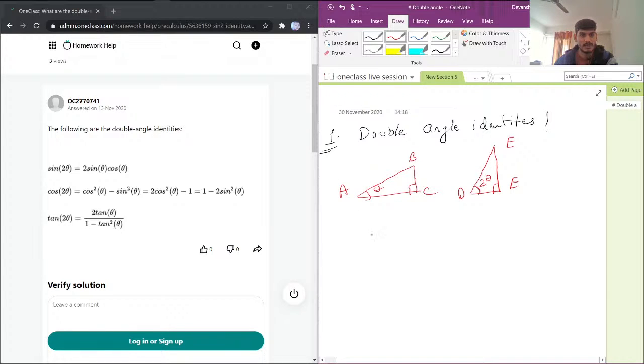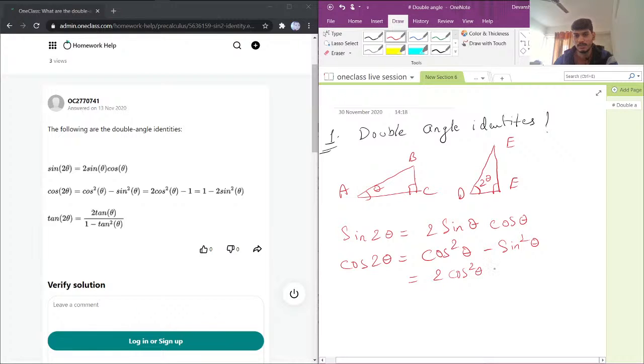Now my double angle identity states that if I have sine of theta, then sine of 2 theta can be calculated as 2 sine theta cosine theta. In a similar fashion, we have one more identity: cos of 2 theta equals cosine square theta minus sine square theta, which is also equal to 2 times cosine square theta minus 1, which is also equal to 1 minus 2 times sine square theta.